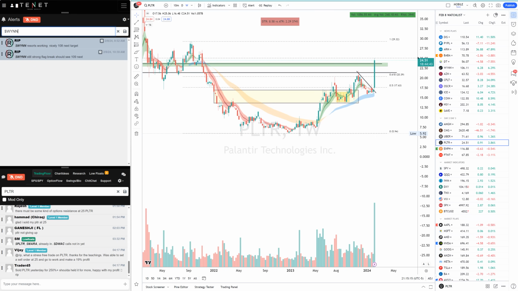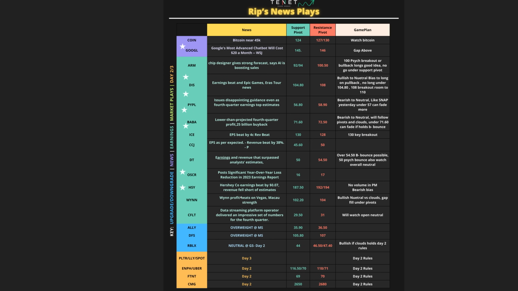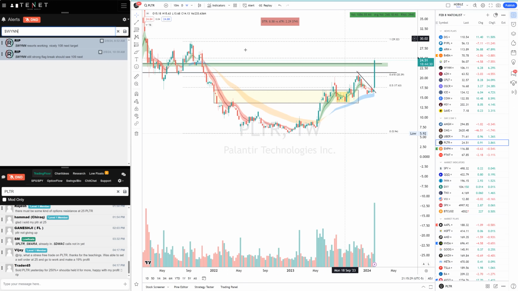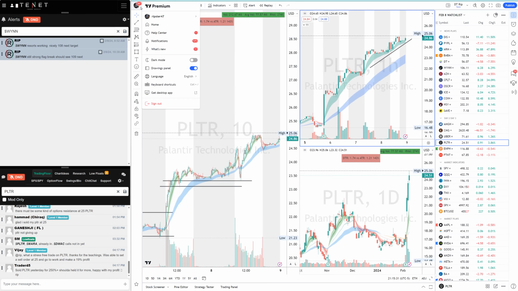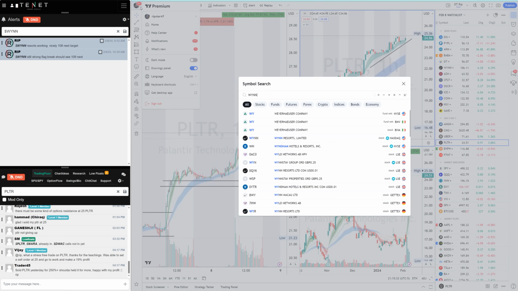All right guys, let's talk about WYNN. So WYNN Resorts, what was the plan on WYNN Resorts? The plan on WYNN Resorts: WYNN has a profit beat on Vegas, Macau strength. Support pivot was 102.20, so resistance was 104, bullish to neutral, gap fill under the pivots, bullish over 104. So let's see how did WYNN do.